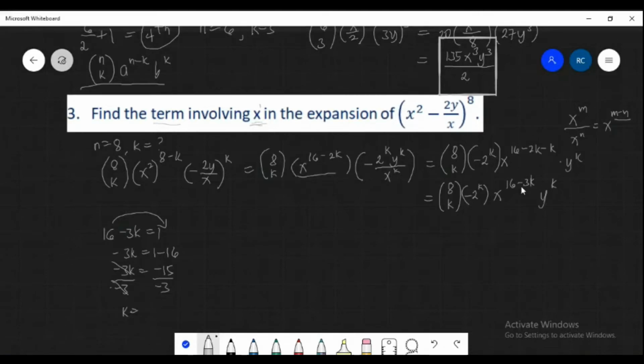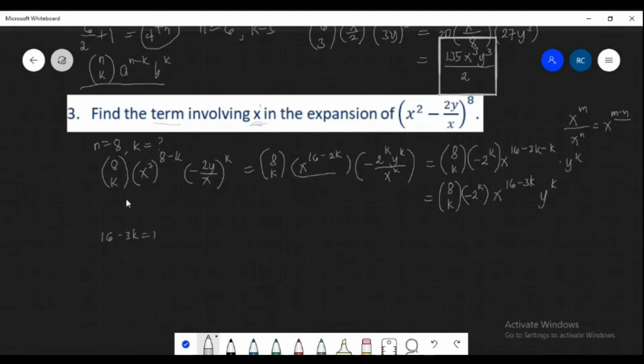Kaya ang sagot diyan ay negative 3k, tapos I copy y raised to k. Okay. So, yung concern natin dito, siyempre, kailangan kong burahin, yung x. Okay, yung x. So, kukunin natin yung exponent natin dito and then equate that to 1. So, ito yung magiging 16 minus 3k is equal to 1.